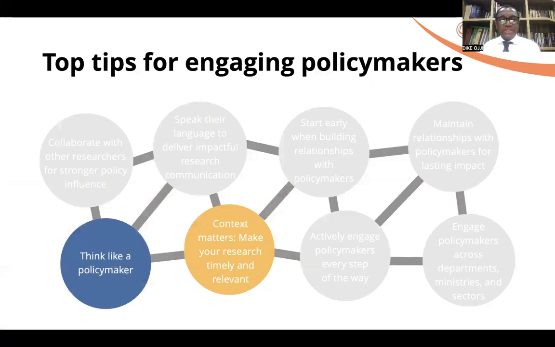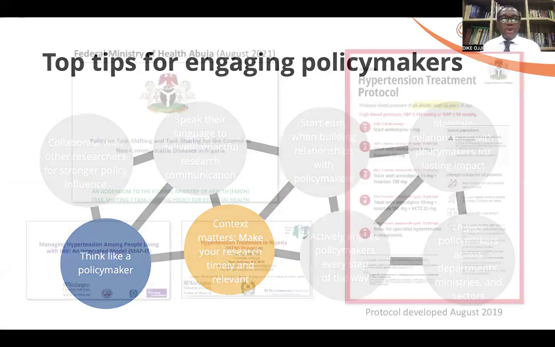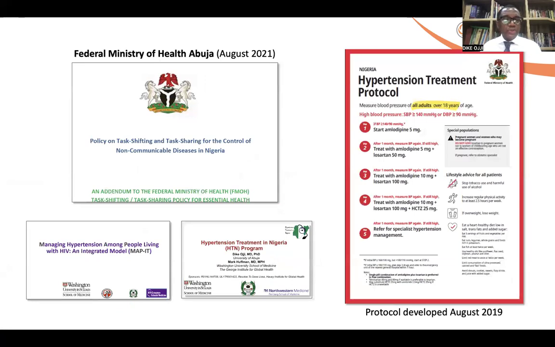You should think like a policymaker. And like I said earlier, the context matters so very much. So we keyed into the policy drive of the Federal Ministry of Health in our hypertension treatment in Nigerian study. The policy drive is a task shifting and task sharing for control of non-communicable diseases, including hypertension, diabetes, and so on. We also keyed into it in our managing hypertension in persons living with HIV, because we are using non-physician healthcare workers to drive this.